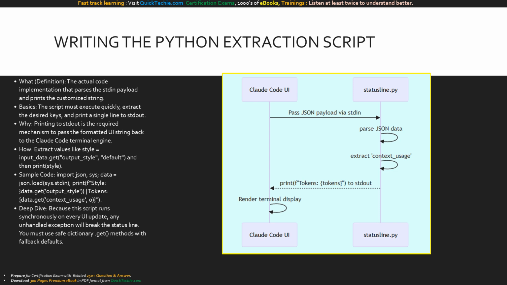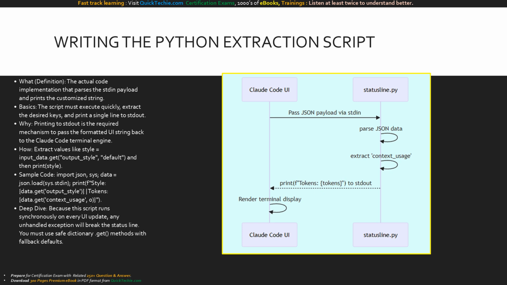Look at the sample code. It's just a few lines to load the JSON and print a formatted string with your token counts and style. In our deep dive, a crucial engineering tip: this script runs synchronously on every single UI update. If you use bracket notation and hit a missing key, the exception will crash your status line. Always use safe .get methods with reliable fallback defaults.